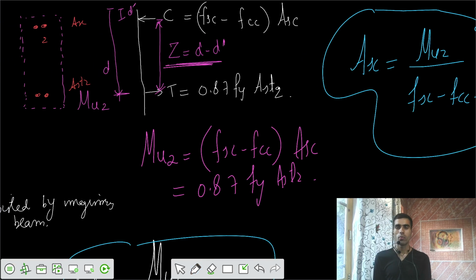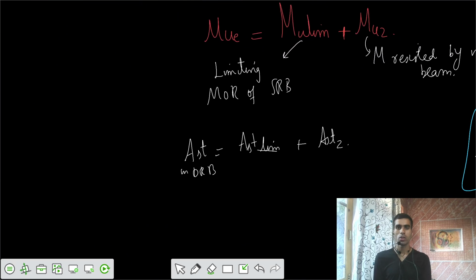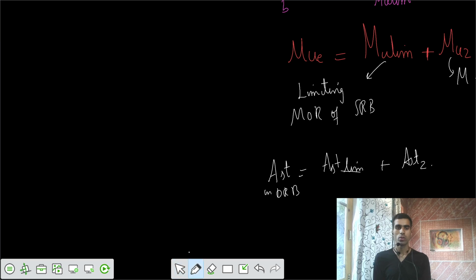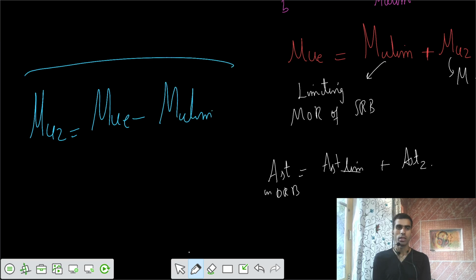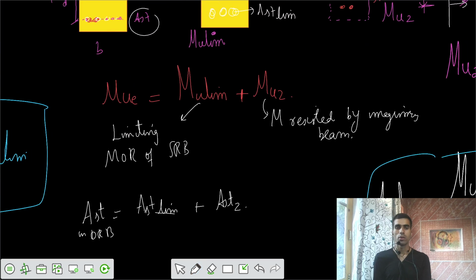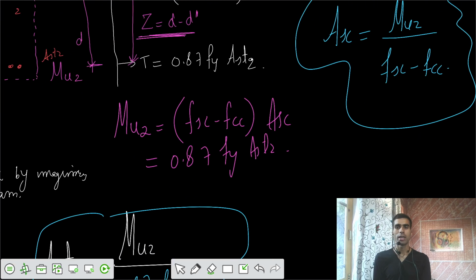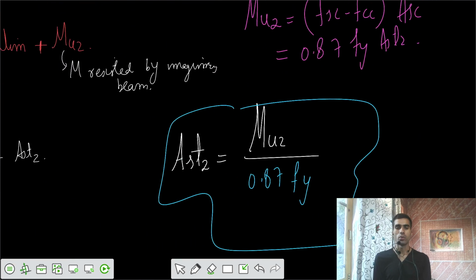Now what is the value of Mu2? Can you get the value of Mu2? Mu2 is the difference of the two. Mu2 is equal to Mu external minus Mu limiting for the singly reinforced beam. Once you have Mu2 from these calculations, you can get ASC and you can get AST2.